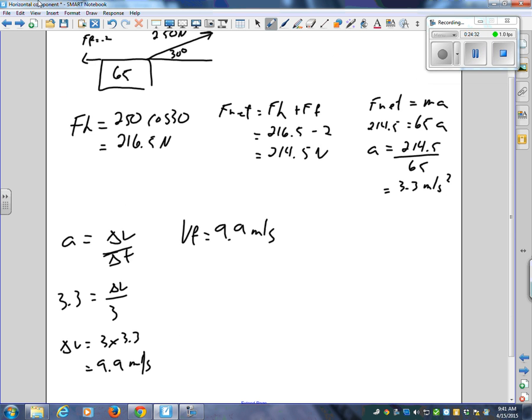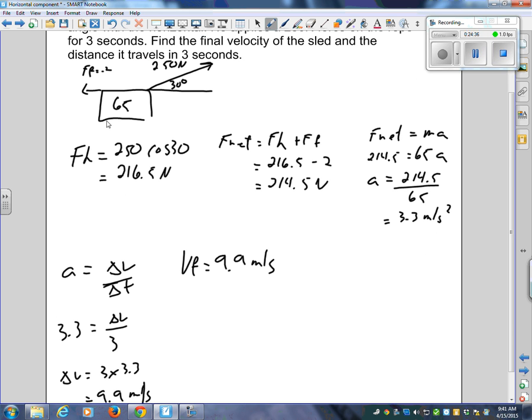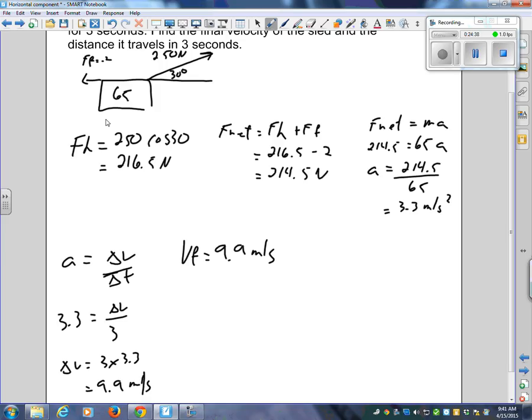Okay, so what else do I have to find? I've got the final velocity of the sled. I need to know the distance. Hey, I just take 9.9 times 3, right? No. Why not? Because the distance formula has what V in it? Average. Do we have the average? We do not. We have the initial. We have the final. We do not have the average. And here's the mistake that everyone always makes.